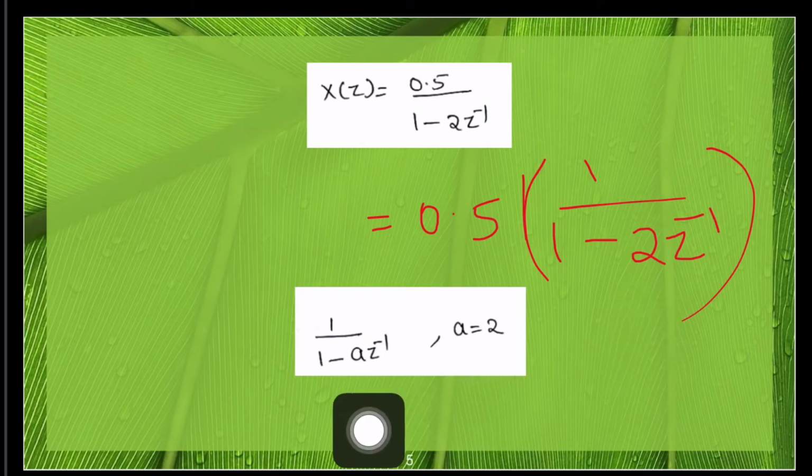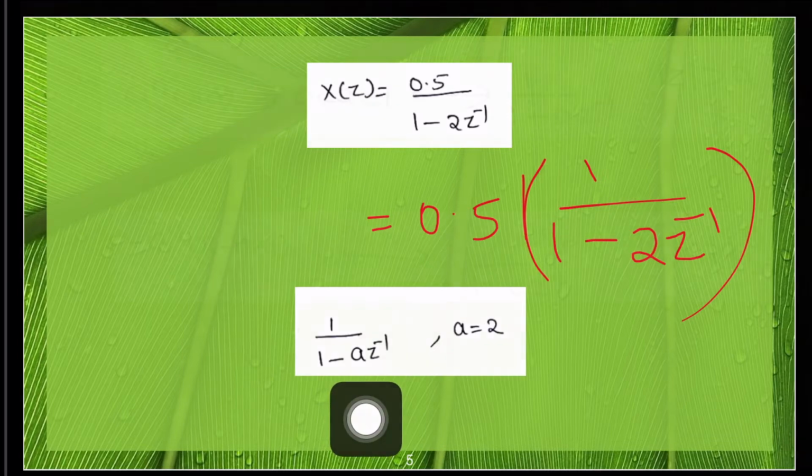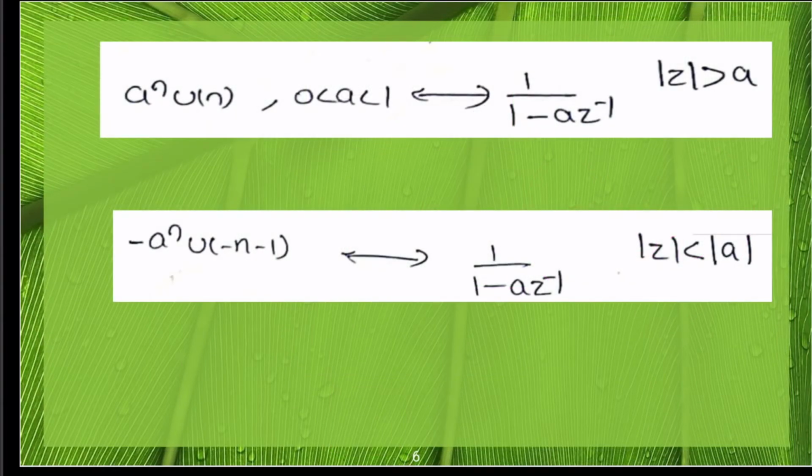Do you know the inverse Z transform of 1 by 1 minus a z raised to minus 1? In fact, the inverse Z transform of 1 by 1 minus a z raised to minus 1 with ROC mod z greater than a is a raised to n u of n, and that of 1 by 1 minus a z raised to minus 1 with ROC mod z less than mod a is minus a raised to n u of minus n minus 1.